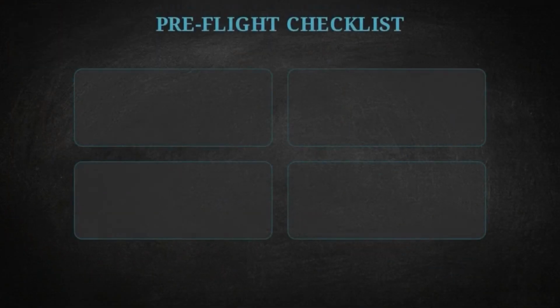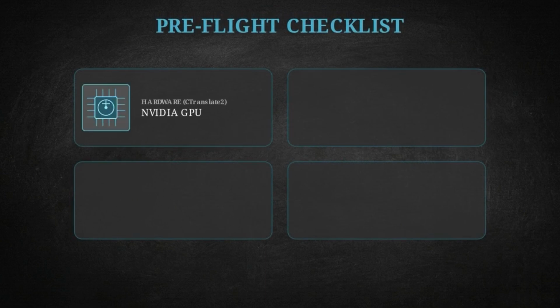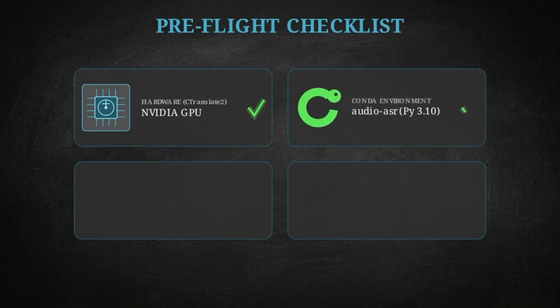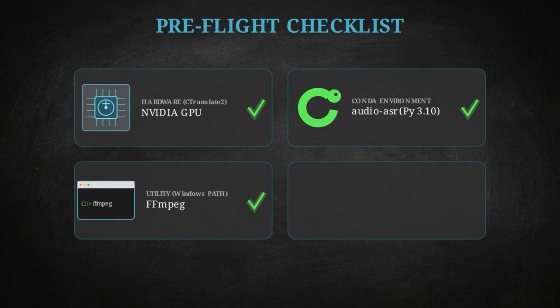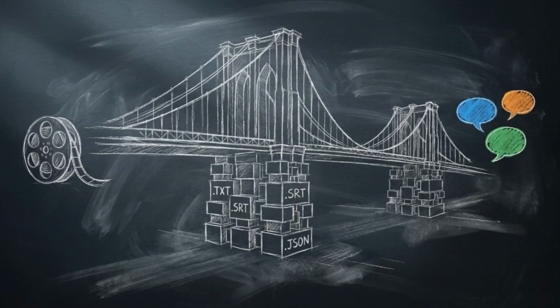To build this, you need 4 things ready to go: an NVIDIA graphics card and Conda installed on your system, FFmpeg active in your Windows path, and a short English test video. These 3 files function as the architectural bridge required to move from raw video into automated AI translation and dubbing.